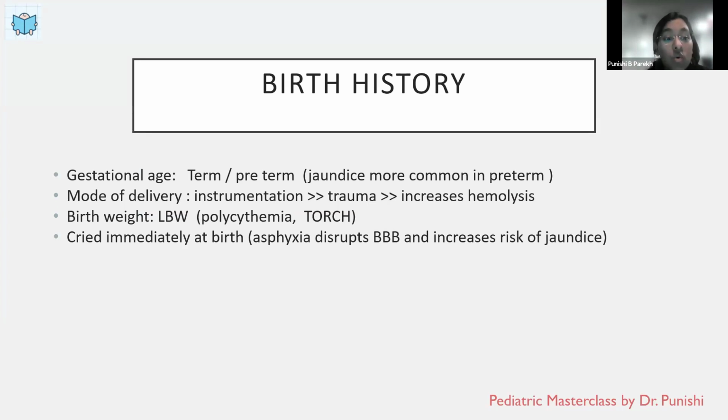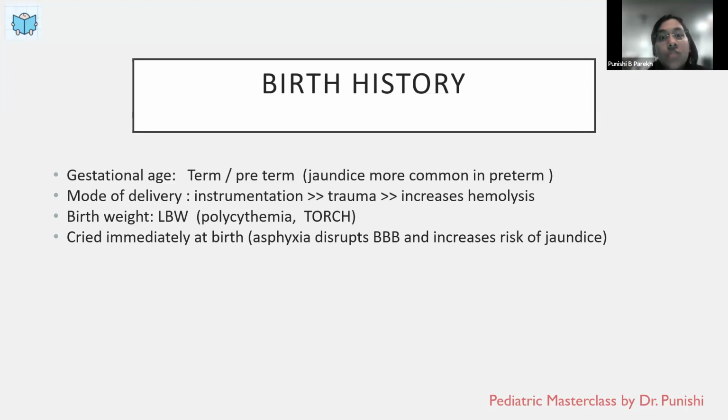Birth weight. If the child is low birth weight, again there's an increased risk of jaundice. Number one is because of polycythemia. We saw that kids who are born low birth weight are usually so secondary to uteroplacental insufficiency, where there's an inadequate amount of nutrition and oxygen reaching the baby in utero. So fetal hypoxia leads to compensatory polycythemia, which in turn increases the risk of hemolysis and jaundice.